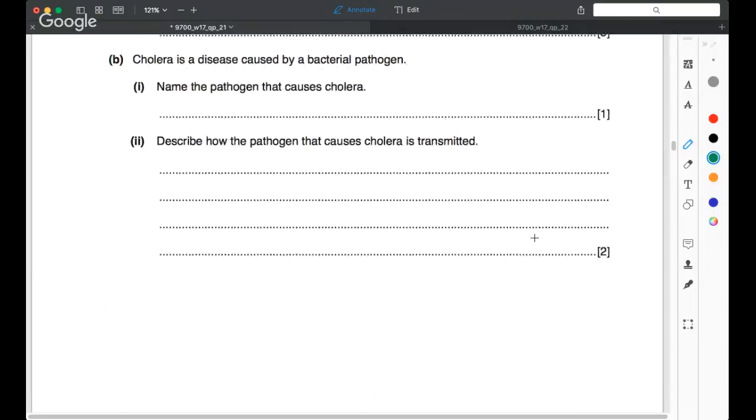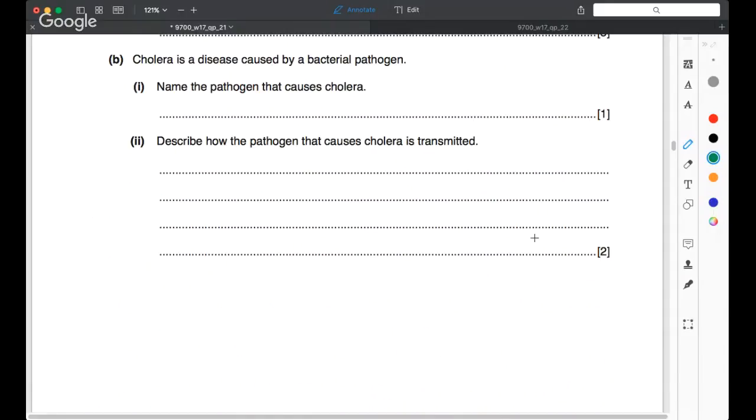You've seen this 100 times. Vibrio cholerae. Good. Next one. It can be transmitted, okay, so through. So either it's waterborne or foodborne.